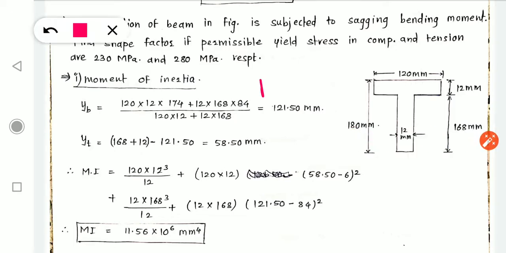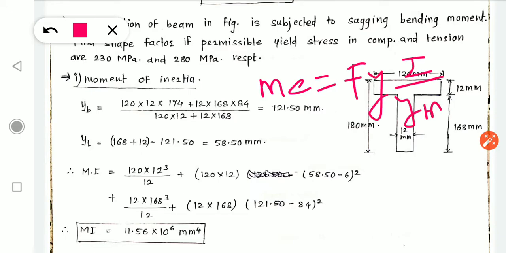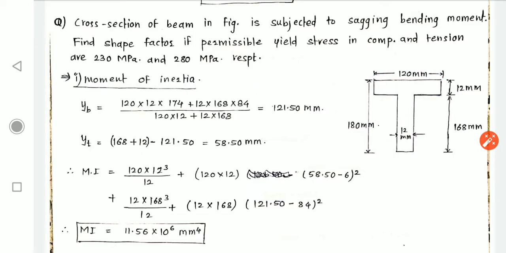First is to calculate ME. For ME the formula is Fy into I by Y max. For that we need to calculate I of this body, right? Let's calculate that. Okay, I haven't calculated I first. I have taken to calculate YB first. So let's place the CG of this T shape.